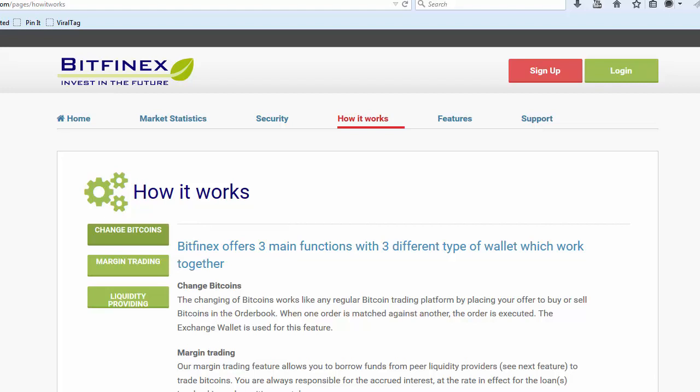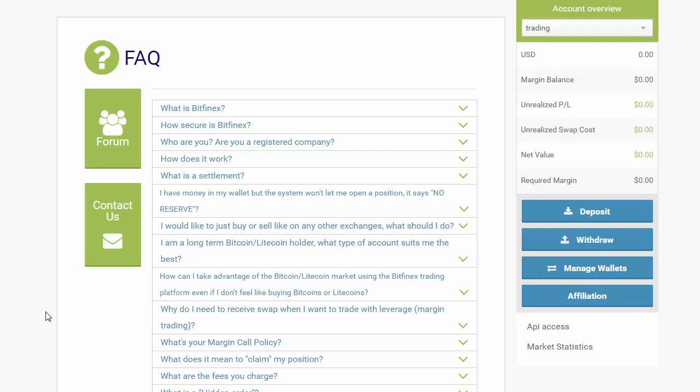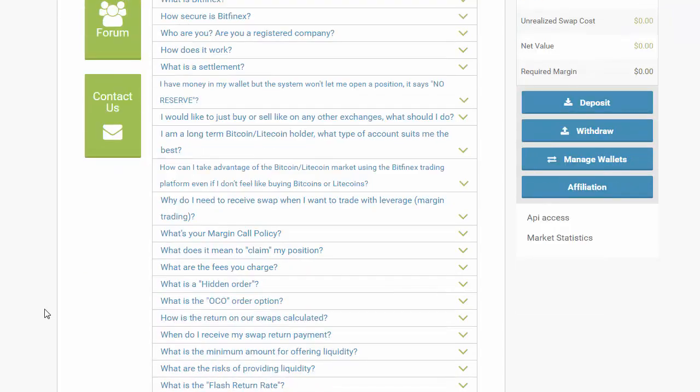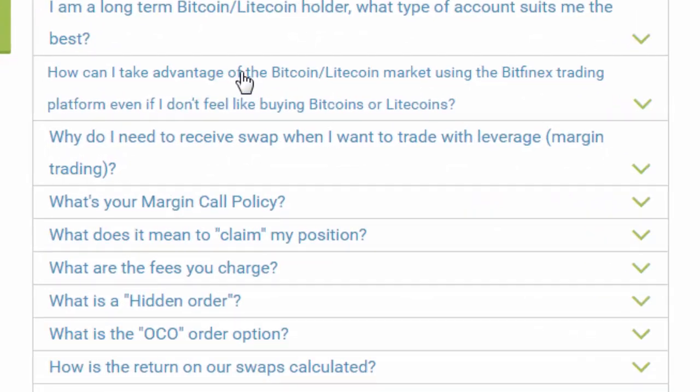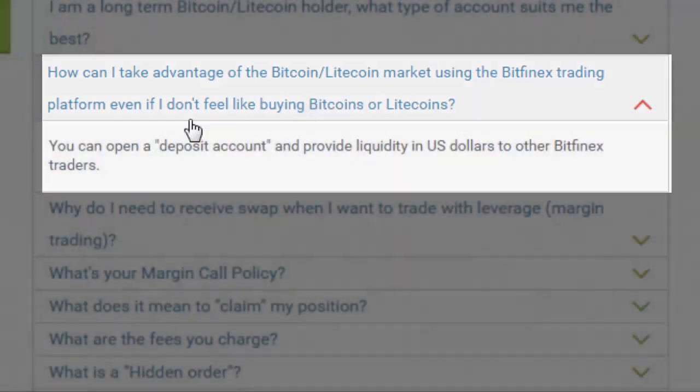And so when I looked around for a video that would teach me how to become a liquidity provider on Bitfinex, I couldn't find any tutorials that were helpful for me, so I had to resort back to actually reading the frequently asked questions. And it took me a bit going through before I found the answers and even the questions that I was looking for. And the first one is, how can I take advantage of the trading platform even if I don't feel like buying Bitcoins? Which is, I'm asking, how can I become a liquidity provider? And this is the same question, but in a very roundabout way.